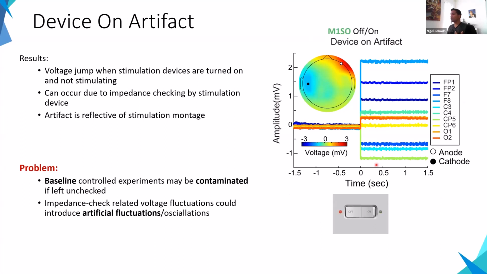And so you get a large voltage offset in your data. And the problem with this is that it can contaminate your baseline data without you knowing about it if you're unaware of this issue. And it can introduce artifactual fluctuations if it's constantly doing an impedance check during your baseline data. So this is something everyone should be aware of and control for.